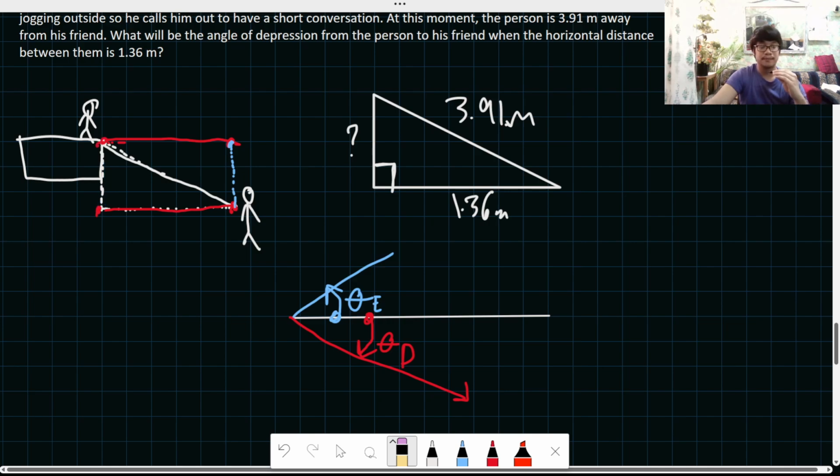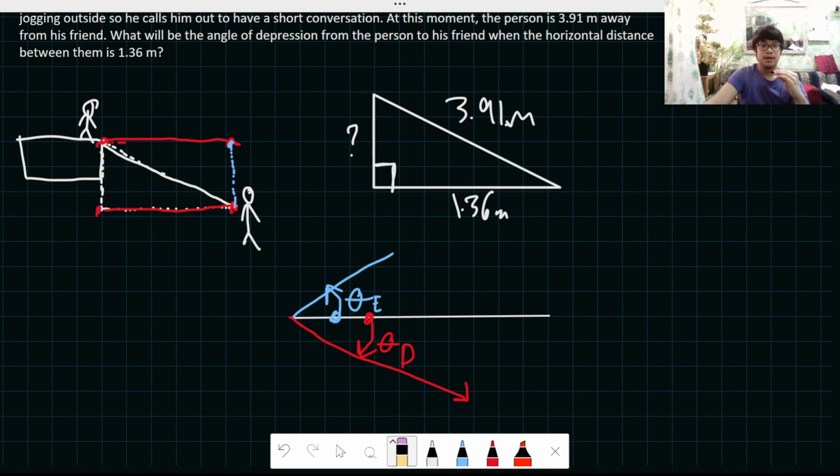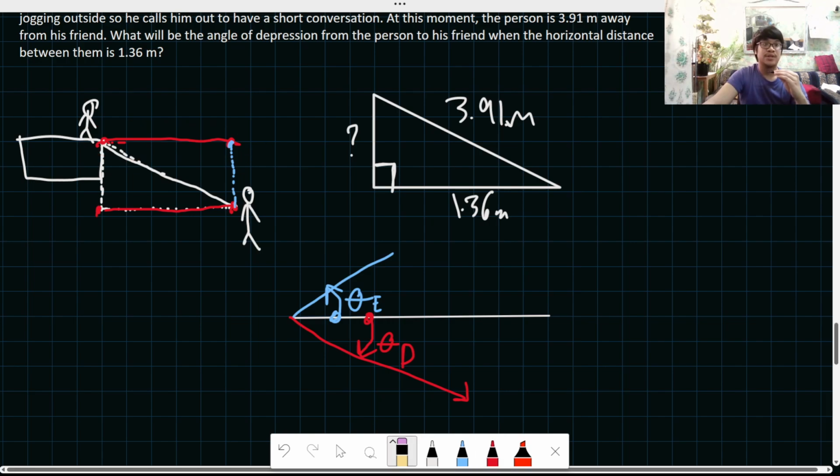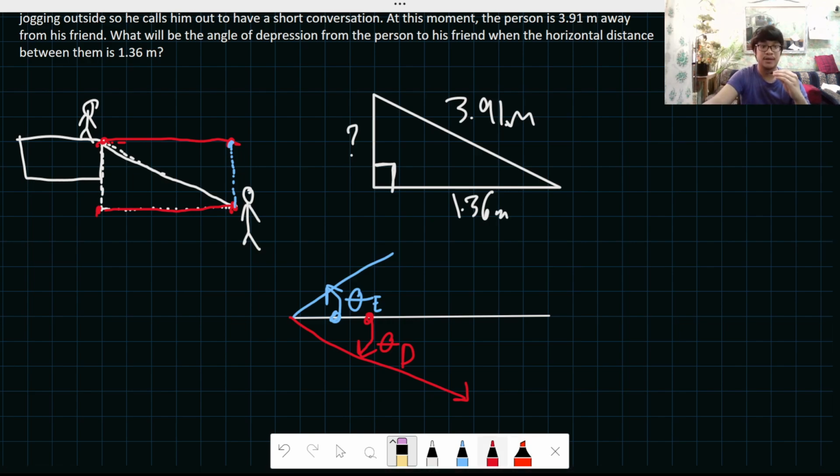So what of it? In here, you see, we are at the position of this person. And remember, again, angle of depression is an angle below the horizontal line. So with that, we can start forming an angle from this position going this position. So this is our angle of depression.